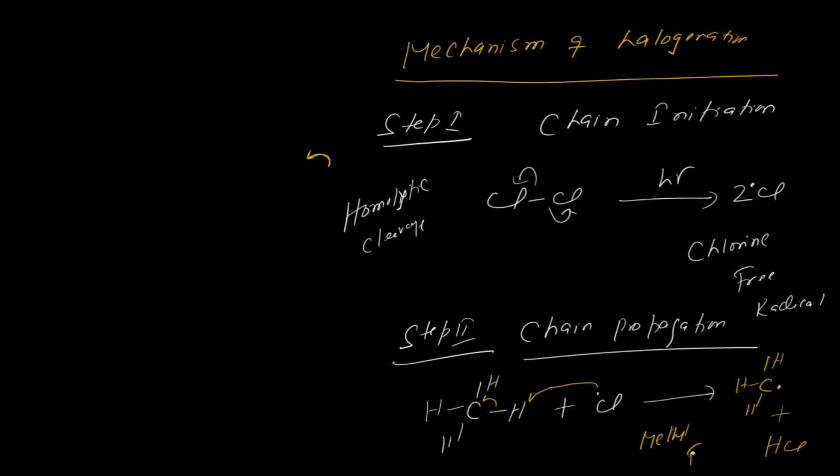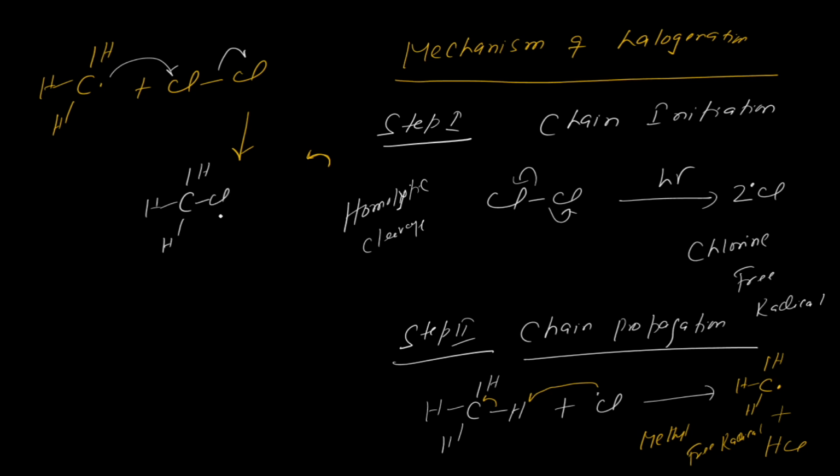In the second step, which is known as chain propagation, the methyl free radical is formed. Now in step 2 only, this methyl free radical will again react with chlorine. Chlorine is not only a single molecule, a number of molecules are there. So with the available chlorine it will join and form CH3Cl, chloromethane.